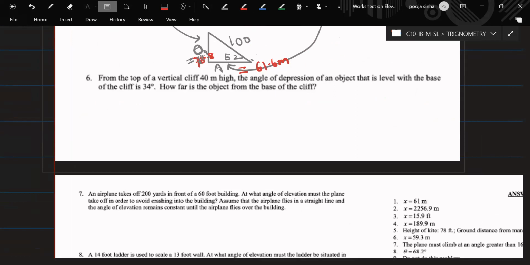Whose turn is it, Arsh or Arushi? Miss, it's mine. This is angle of depression. Make your diagram here. Annotate.